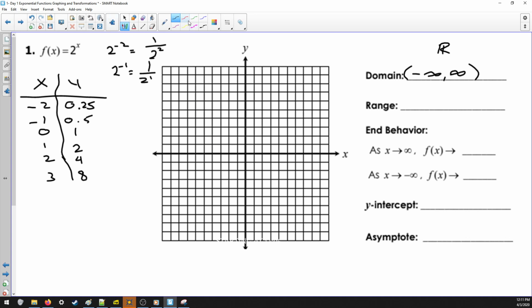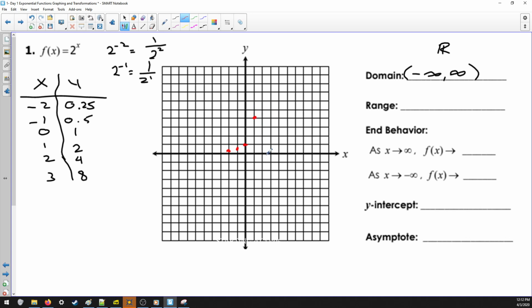And if I graph this, here's what it looks like. If I go to negative 2, I'm going to go up to 0.25, which is right here. If I go to negative 1, I'm going to go up a little bit more to 0.5. If I go to 0, I'll go up to 1. If I do 2, I'll go up to 4. 1, 2, 3, 4.